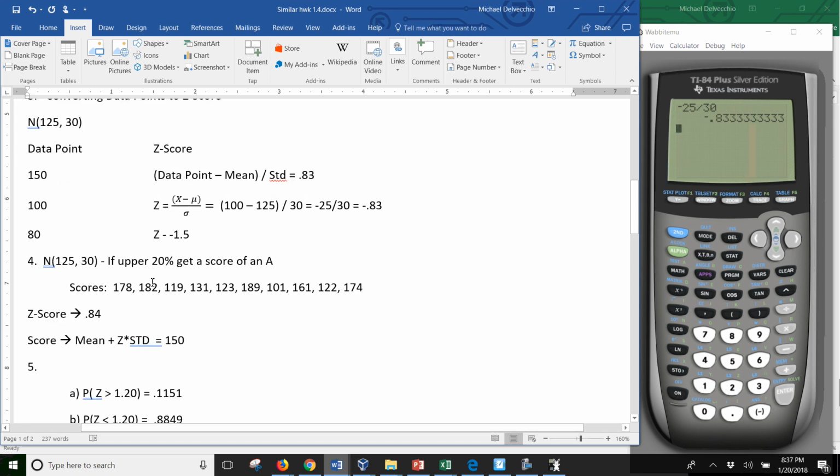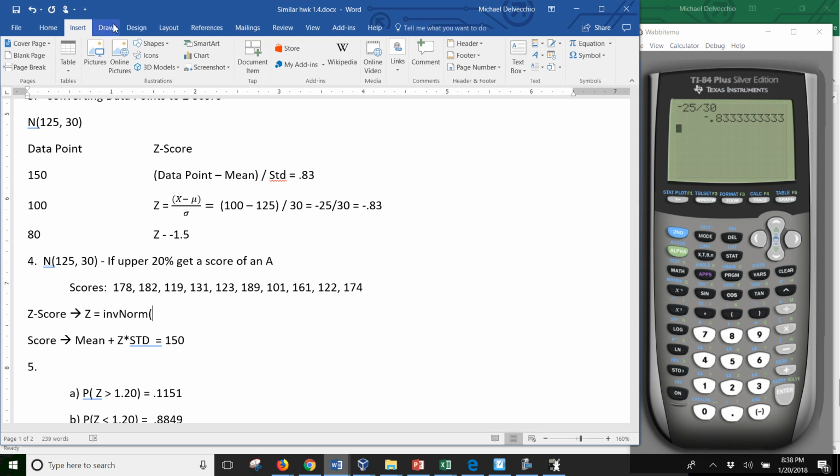Okay. Going down, it says if the scores are normally distributed with 125, 30, if the upper 20% gets a score of an A, we want to find out what the z-score is that corresponds with that, right? So z-score that corresponds to that, let's just erase this. We're going to do the inverse norm. We're going to do z equals inverse norm. Okay. So this is the upper 20%.